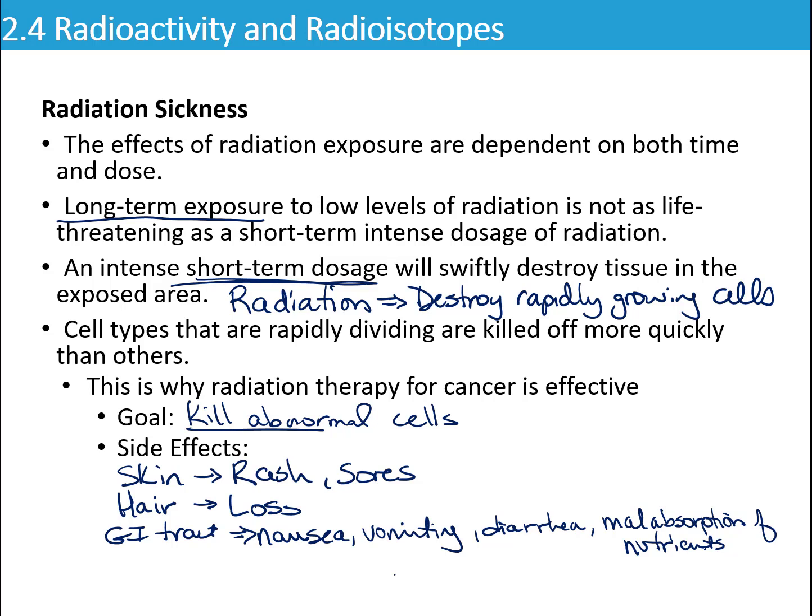But those are all the things that you think of seeing with a patient that's undergoing radiation or chemotherapy. All those side effects happen because the chemicals or the energy that they're using is trying to target abnormal cells, but it also ends up having an effect on healthy, rapidly growing cells as well.